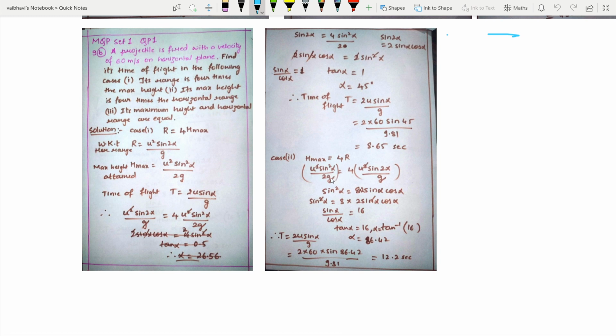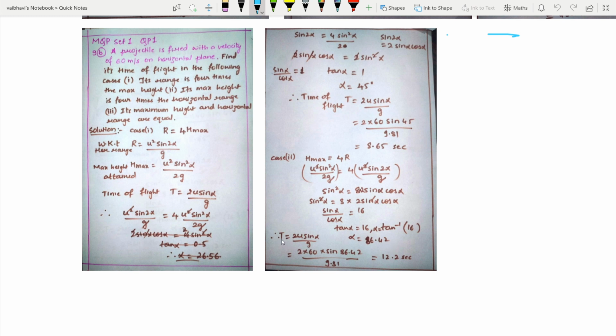u square sine square alpha by 2g is equal to 4 into R, which is u square sine 2 alpha by g. Here g gets cancelled, u square gets cancelled. Then sine square alpha is equal to 4 into 2, that is 8, times sine 2 alpha, which is 2 sine alpha cos alpha. So sine alpha by cos alpha, sending cos alpha to this side, you get 8 into 2, 16. So tan alpha equal to 16, alpha equal to tan inverse of 16, alpha equal to 86.42 degrees.